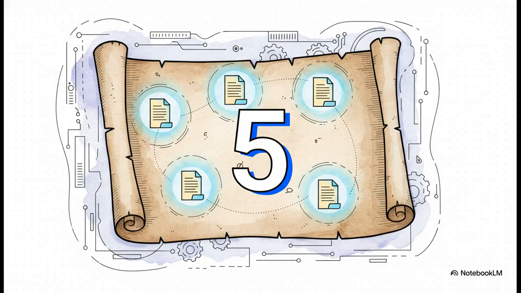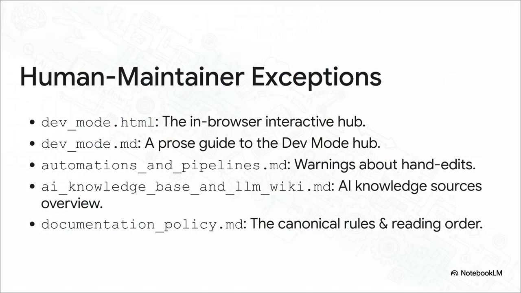Now, within this whole system, there are 5 key exceptions. Think of them as 5 documents that are deliberately written for humans that kind of break the normal rules. These are your essential guideposts. And here they are, the human maintainer exceptions. They're here to explain the interactive dev mode, to warn you about the automations, to describe the AI's brain, and to lay out the official rules of the road. These 5 paths are your main people-first reference points for really understanding how this project is put together.